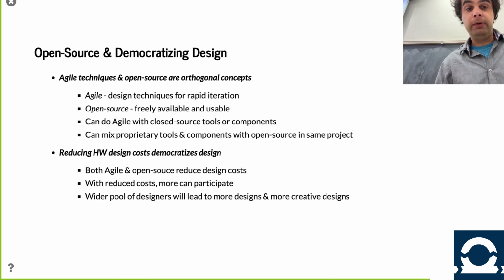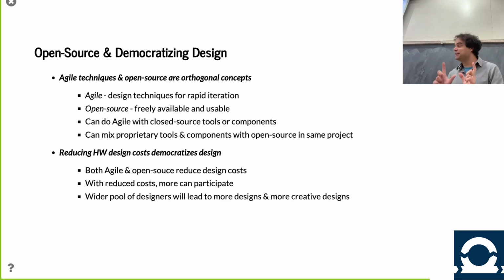Okay. So you're going to hear me in this course throw out a lot of buzzwords. I want to spend a moment to differentiate them. So this course is officially about agile techniques, right? That's rapid iteration, what we're talking about, etc. That is an orthogonal concept to open source hardware design. I'm also very passionate about open source hardware design. This course makes extensive use of open source hardware design tools, but these are technically orthogonal concepts, right?